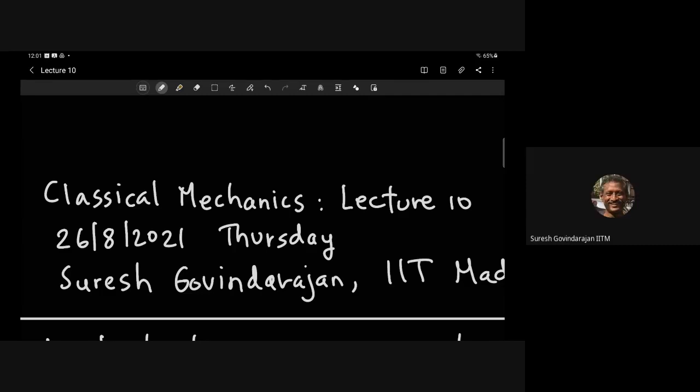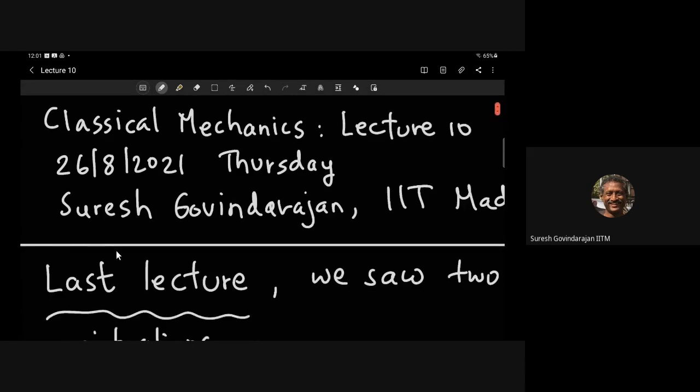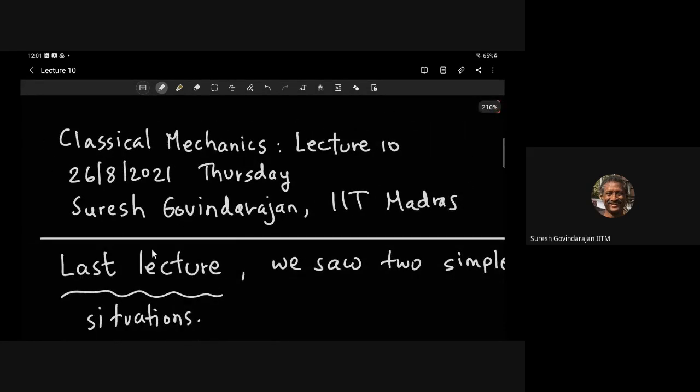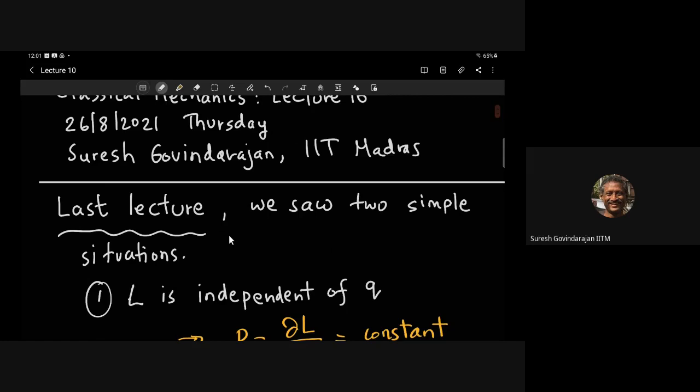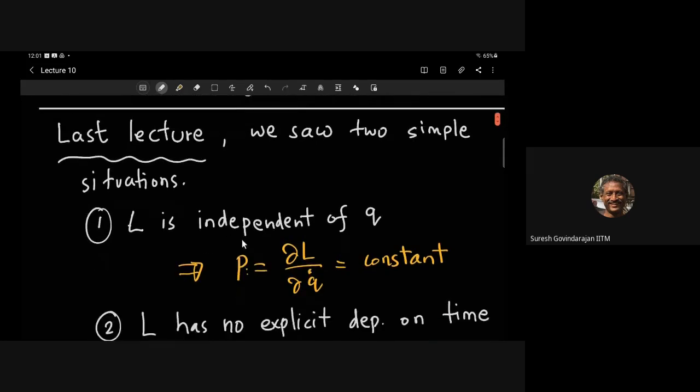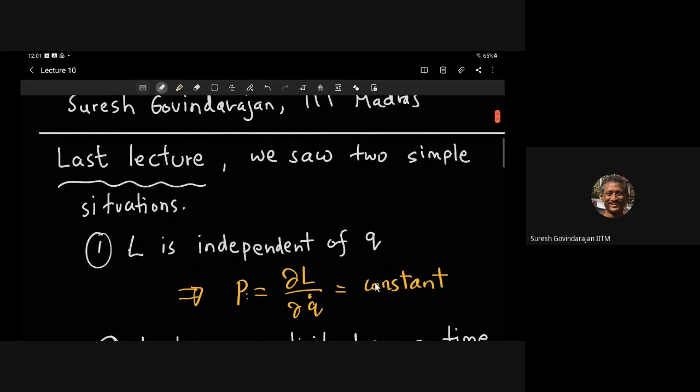Okay, so good morning, and today is the 10th lecture in our course, and so let me just remind you what we did. Last lecture we were introduced to the Lagrangian formulation of classical mechanics, and we saw that there were two simple situations when it was easy to solve the equations of motion, because there was a constant of motion, and so instead of doing two integrations, we did only one.